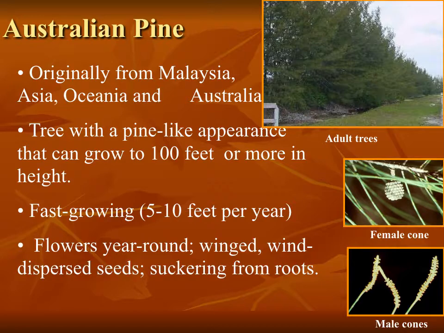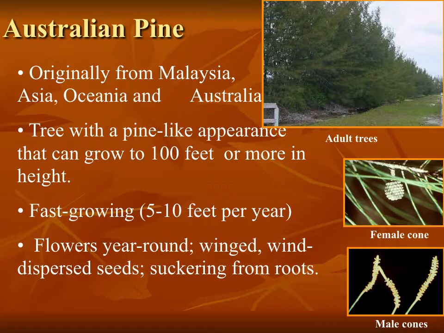Australian pine, Casuarina equisetifolia, for those that remember back to the botany module. It is from Australia and other areas around there, Malaysia, etc. It was brought to the United States for ornamental value. It has a pine-like appearance. It grows very, very tall, up to 100 feet or more in height, although generally I haven't seen it that tall in Florida, but I did see it about that tall in the Hawaiian Islands when I lived there many, many years ago. One of the reasons it was brought here is it's fast growing.